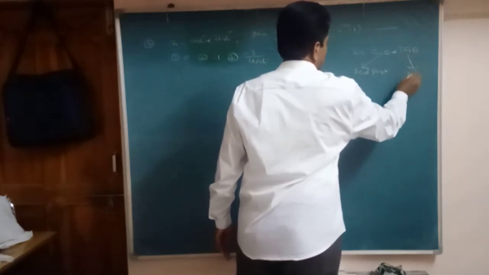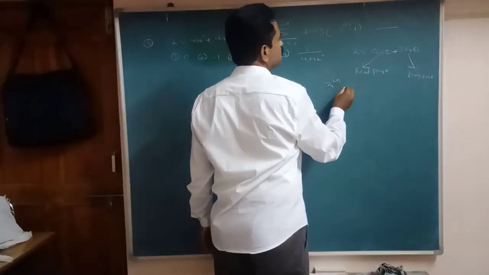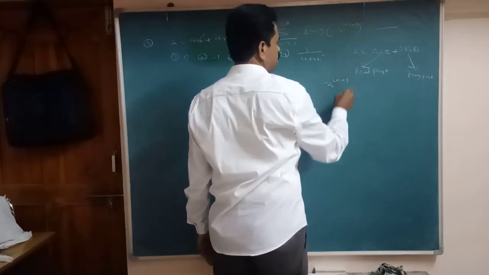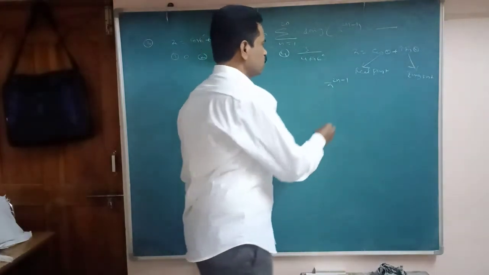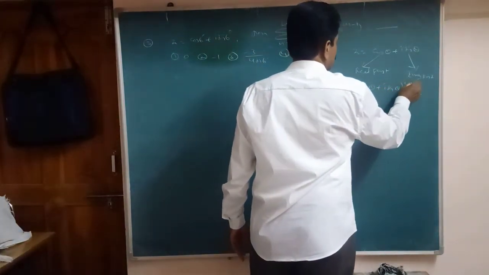Sin theta is what here? Imaginary part. So Z power 2n minus 1, that equals cos theta plus i sin theta, it is 2n minus 1.